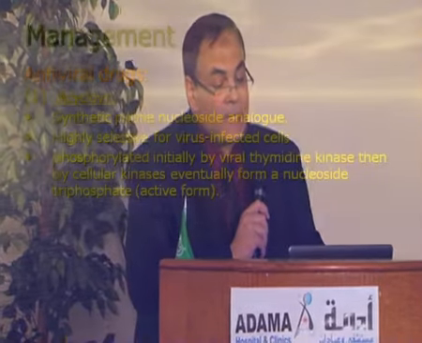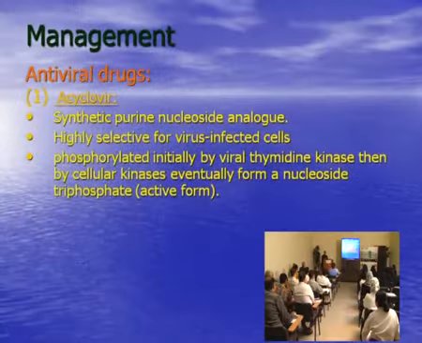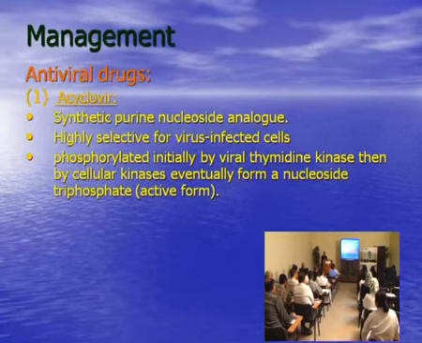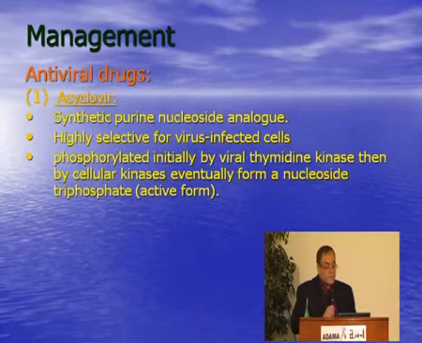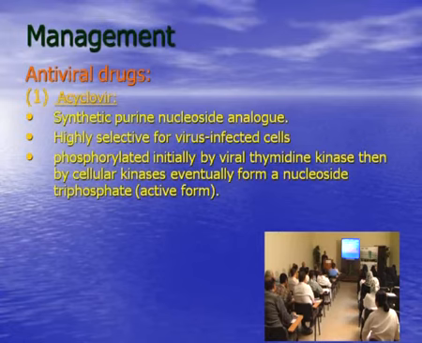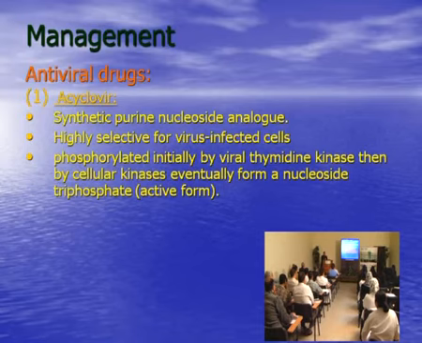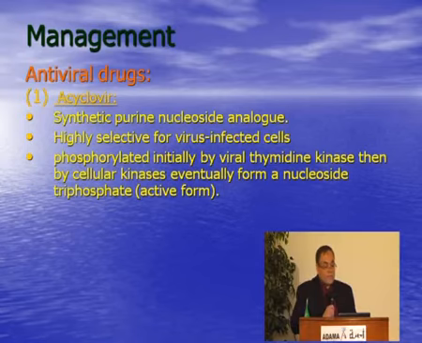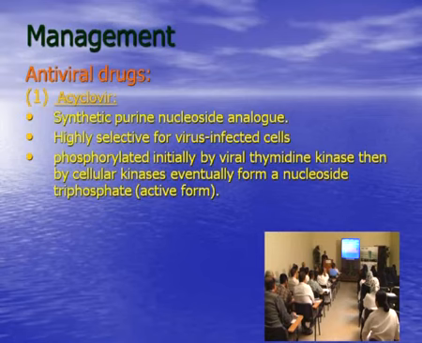The first drug is Acyclovir. It is a synthetic purine nucleoside analog. It is highly selective for virus-infected cells. It is phosphorylated twice. First of all by viral thymidine kinase, then by cellular kinase, which transforms it into the active form, nucleoside triphosphate.